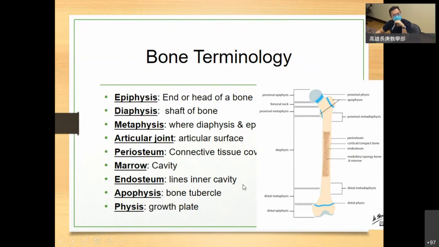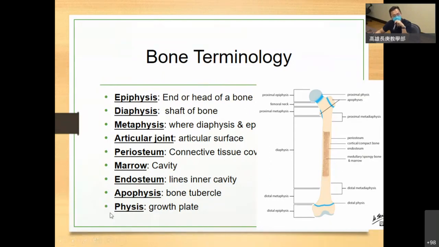Another important term is apophysis. Apophysis means a bone tubercle. Any tubercle beside the bone, we can say this is an apophysis. Another important term is the physis, which means the growth plate.